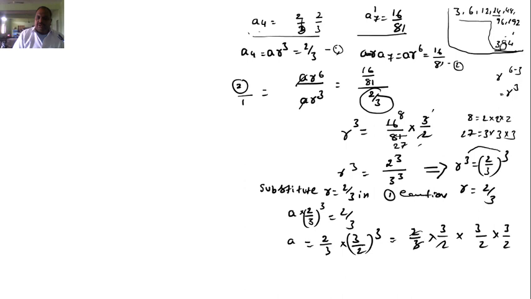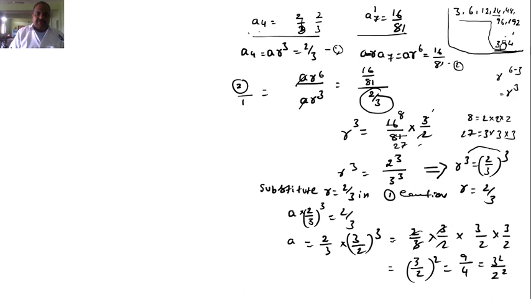2 cancels, 3 cancels. That is equal to 3 by 2 whole square. That is equal to 9 by 4, or 3 square by 2 square. Both are the same. Now the series.